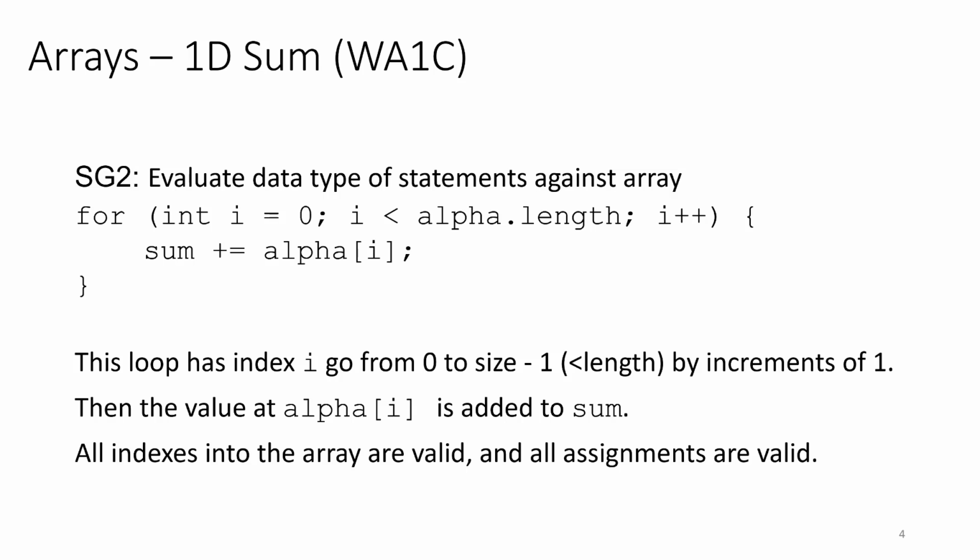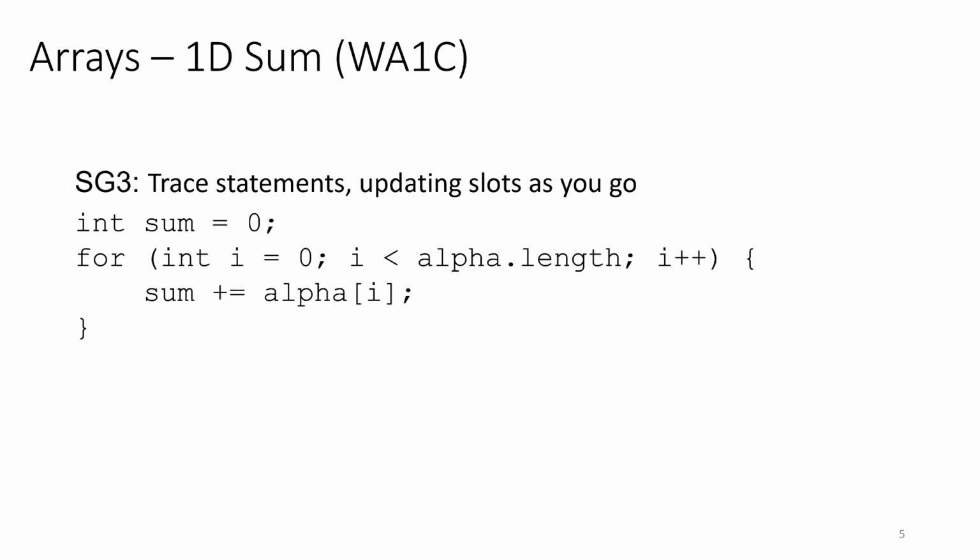Then inside the loop, the value at alpha sub i is added to sum. Sum is an integer and alpha sub i is an integer, and you can add two integers together, so all of those statements are also valid.